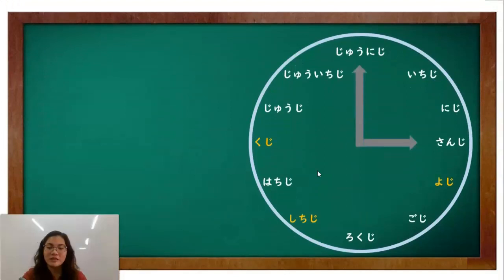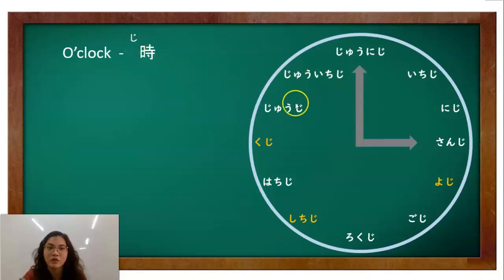Okay, so as you can see here, this is our clock. Well, may mga oras siya, pero in Japanese. So, let's start from o'clock. Okay, so o'clock in Japanese is written as this in kanji and read as ji. Okay, again, o'clock is ji.